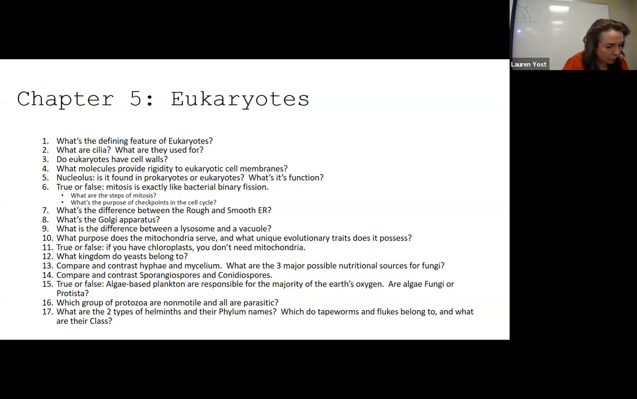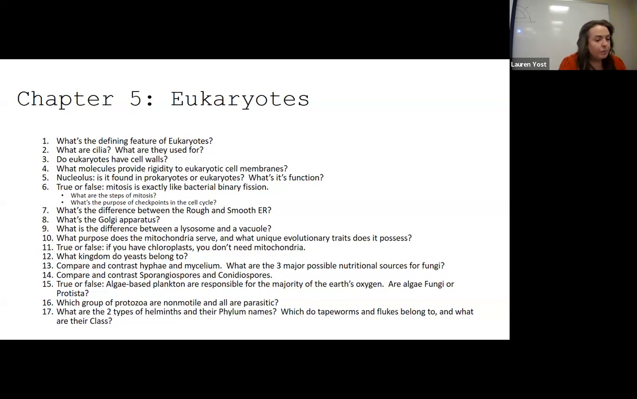Which group of protozoa are non-motile and are all parasitic? That's going to be the Apicomplexans. I asked about that one simply because we have so many that fall into that category that are important parasites. It includes things like malaria. That's definitely something that goes a little unappreciated in America, where we don't have that as a problem, but it's a massive problem throughout most of the tropical and subtropical world.